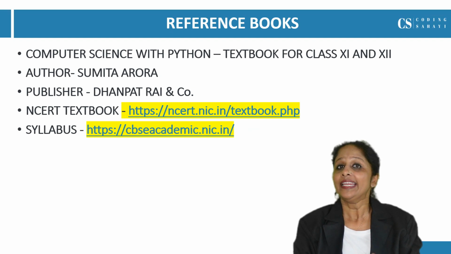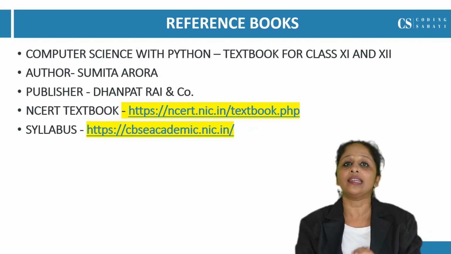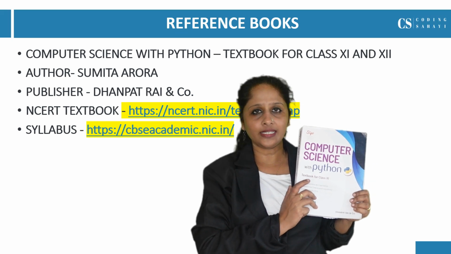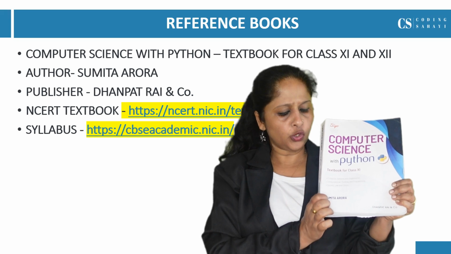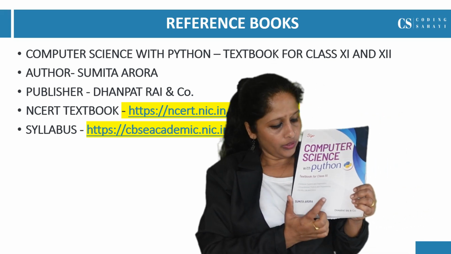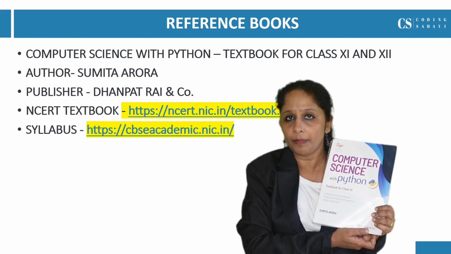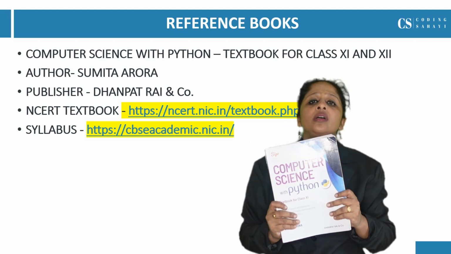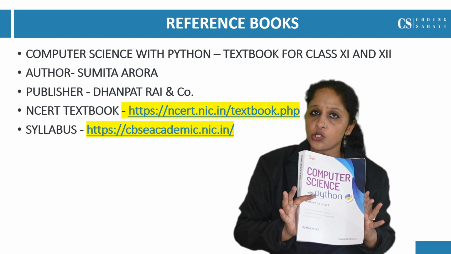First, let me introduce the reference books which are very helpful for your class 11 and 12 computer science curriculum. The first book is Computer Science with Python, and the author is Sumita Arora. The publishers are Dhanpat Rai and Company. This is a very good book for your class 11. Also their class 12 book is there.